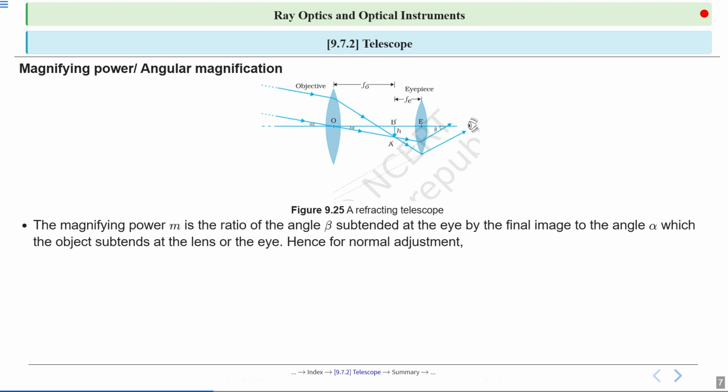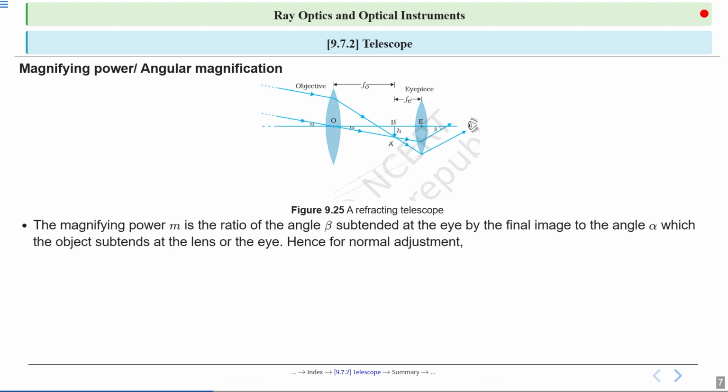Now let's delve into the concept of magnifying power. The magnifying power, denoted as M, is the ratio of angle beta, which the final image subtends at the eye, to the angle alpha, which the object subtends at the lens or the eye.